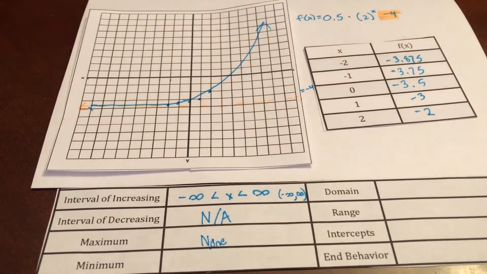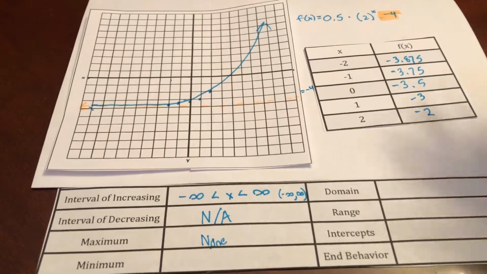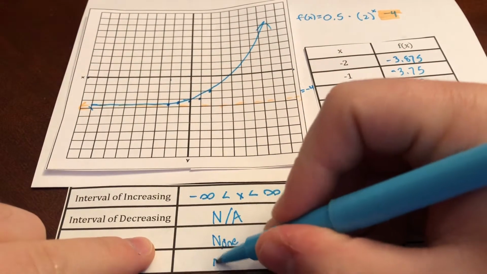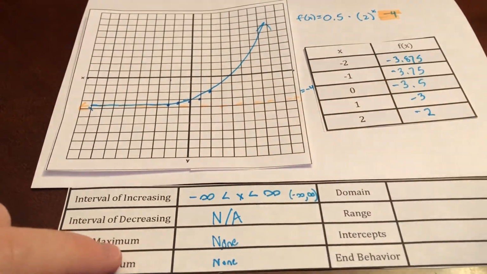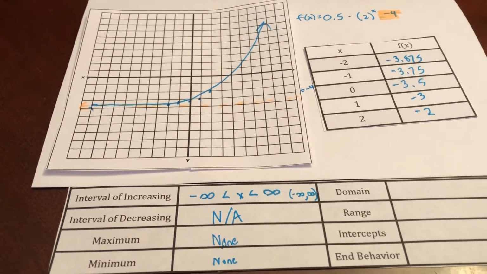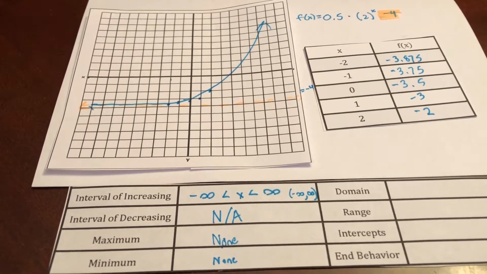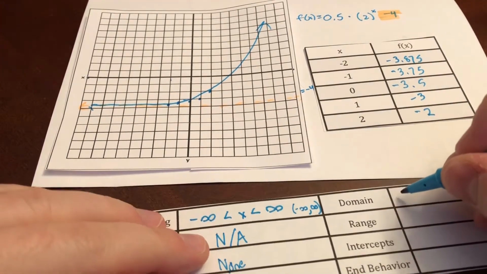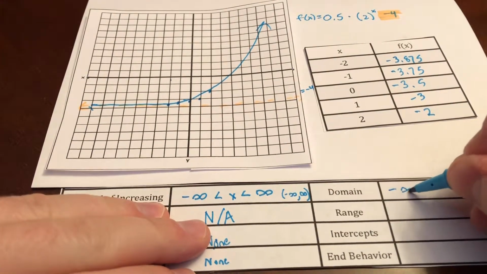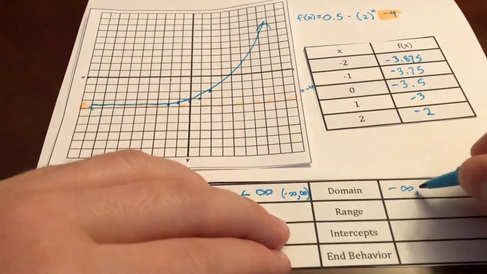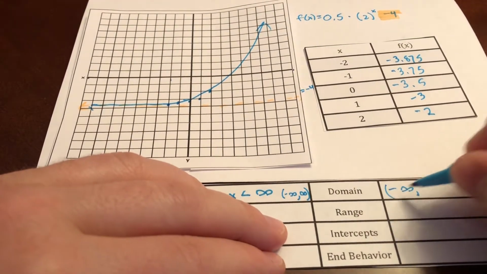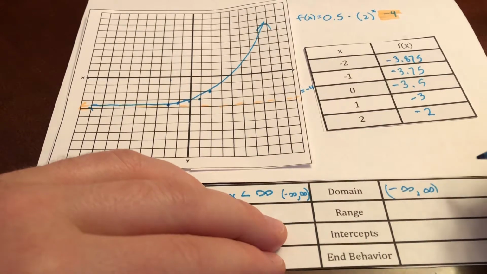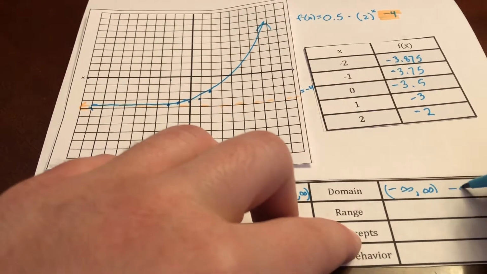Now, for the minimum for the exponential function, it's going to keep getting closer and closer and closer to -4. But there isn't an absolute minimum on this graph, okay? So you could say it's getting closer and closer to -4, but it'll never reach an exact point for a minimum. The domain for all exponential functions go from -infinity to positive infinity, which means that they go on forever.